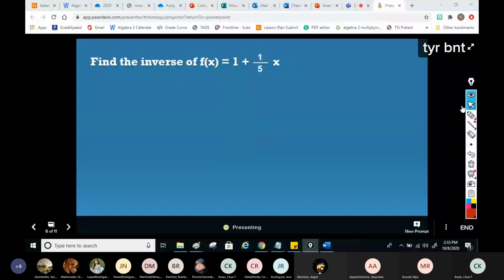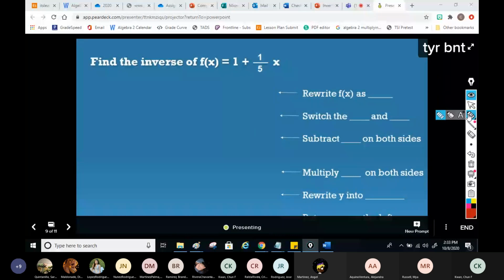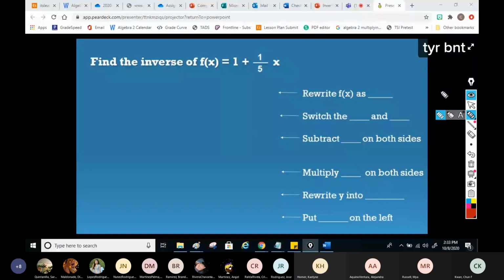All right, so let's look at the steps. So for now, I'm going to give you the steps. Mr. Khan, we copying this too? Yes, copy down this example, yes.